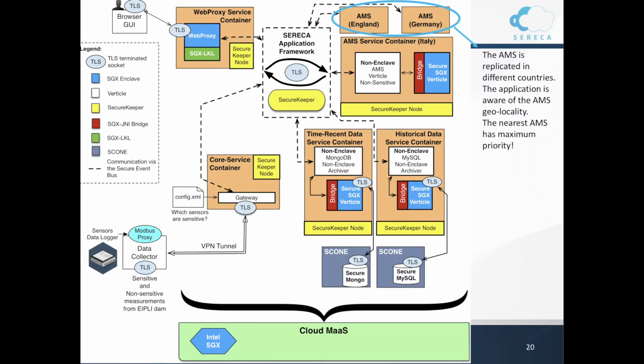The one in Italy is the one with the highest priority, since it is the nearest one to the critical infrastructure. The other two are microservices that run as a backup solution. So when the AMS in Italy goes down, the other two are ready to take its place and become the active one, and so substitute the failed microservice.